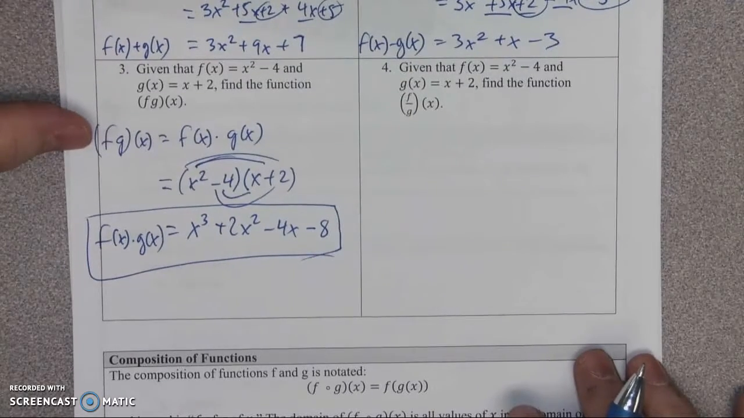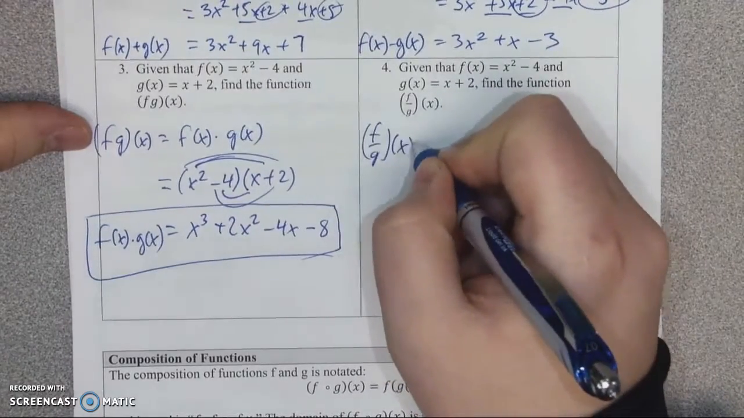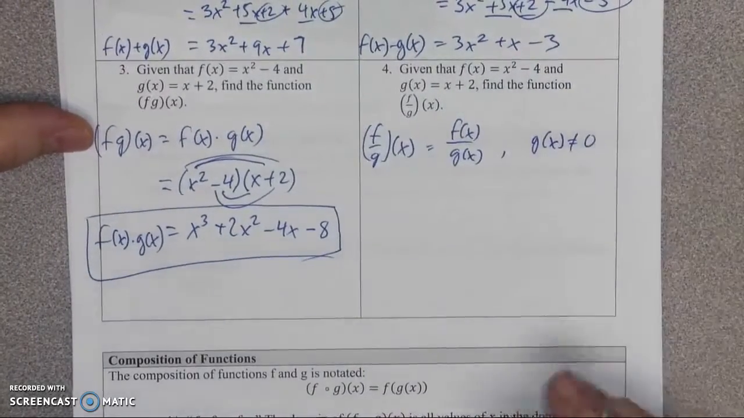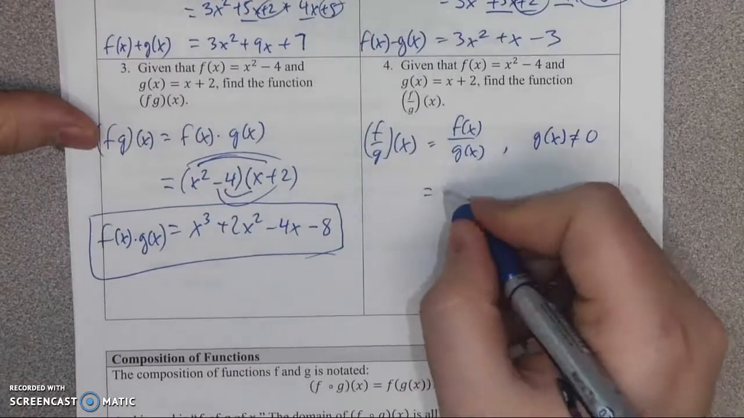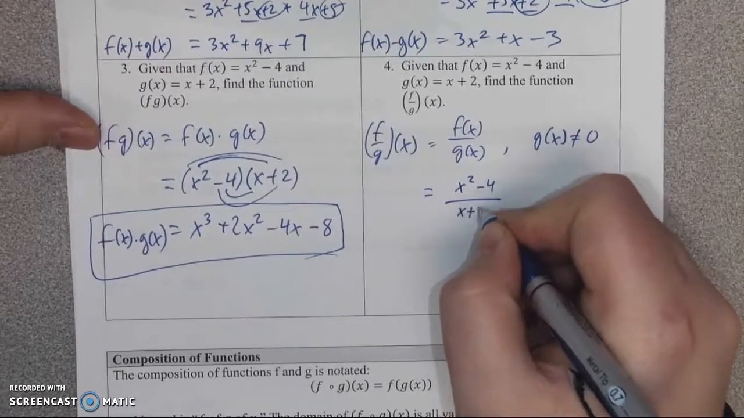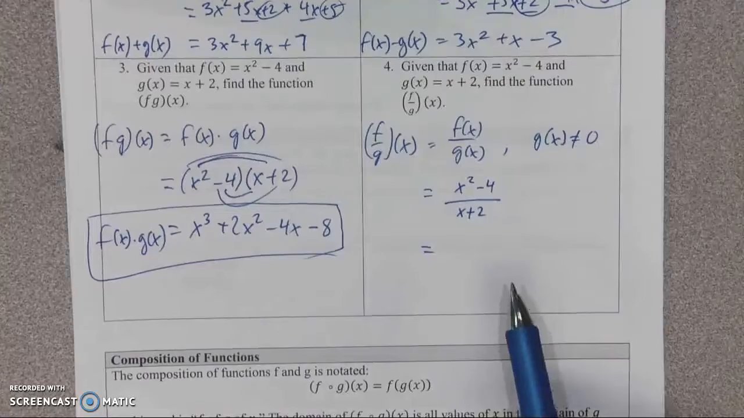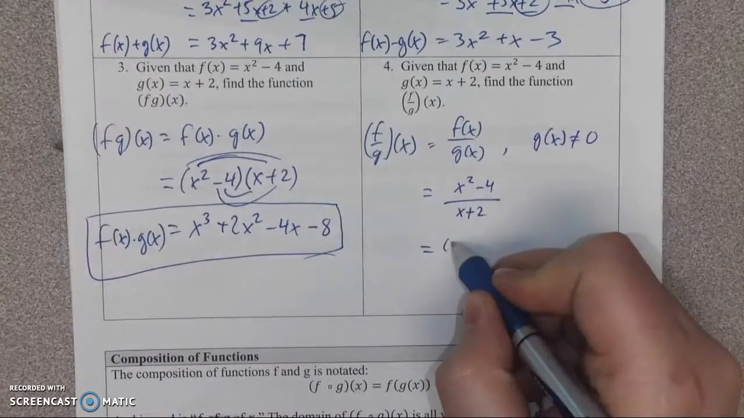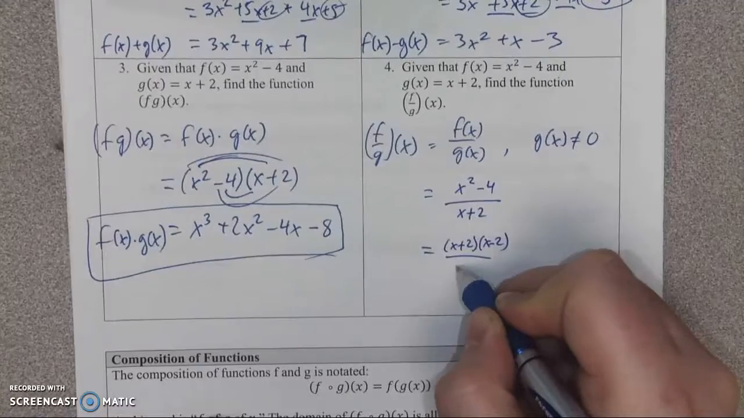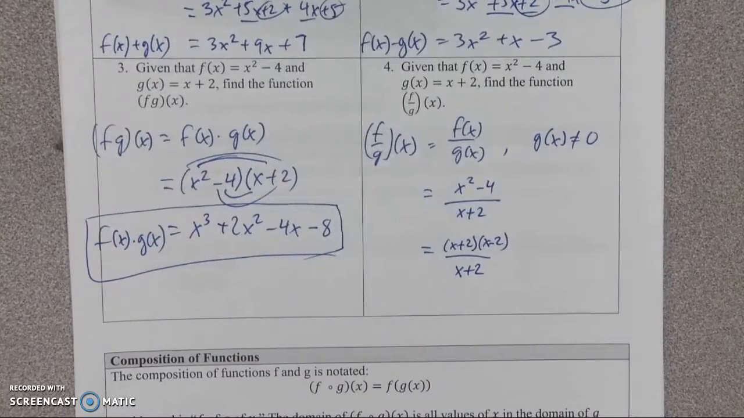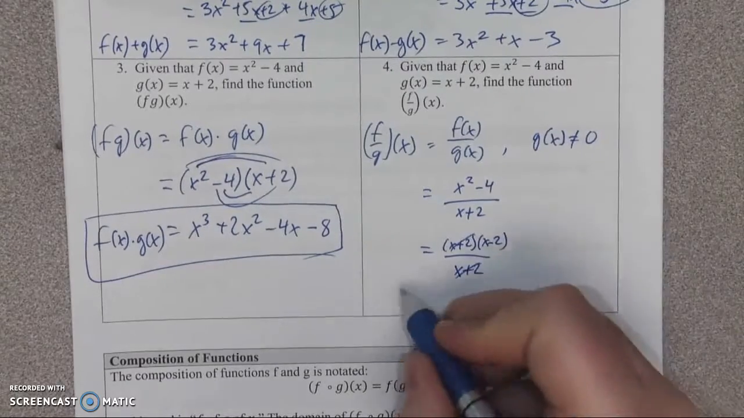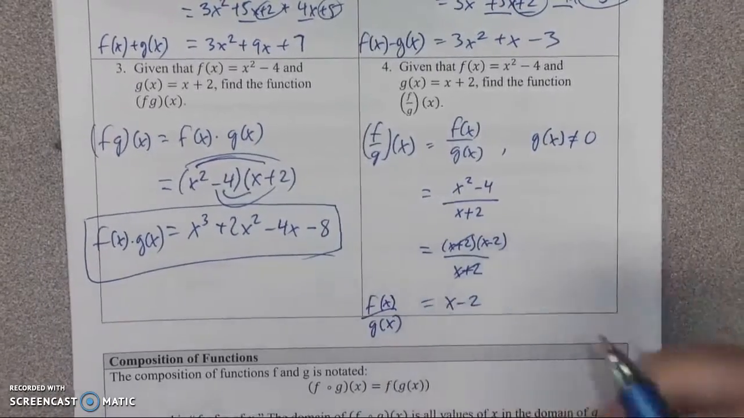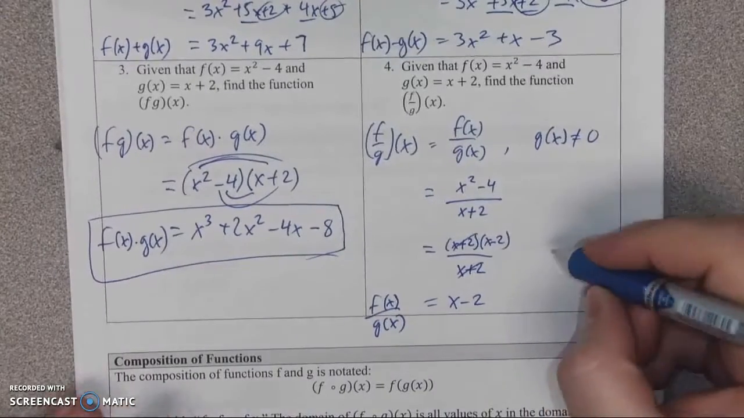Example 4, given that f of x is x squared minus 4 and g of x is x plus 2, find the function f divided by g of x. So we'll rewrite f divided by g of x as f of x divided by g of x, and we have the restriction that g of x cannot be 0. So we'll plug in our f of x is x squared minus 4 divided by x plus 2. And then now you need to use your factoring techniques to factor the numerator as x plus 2, x minus 2 divided by x plus 2. So the x plus 2's would cancel off, and you would get f of x divided by g of x equals x minus 2.